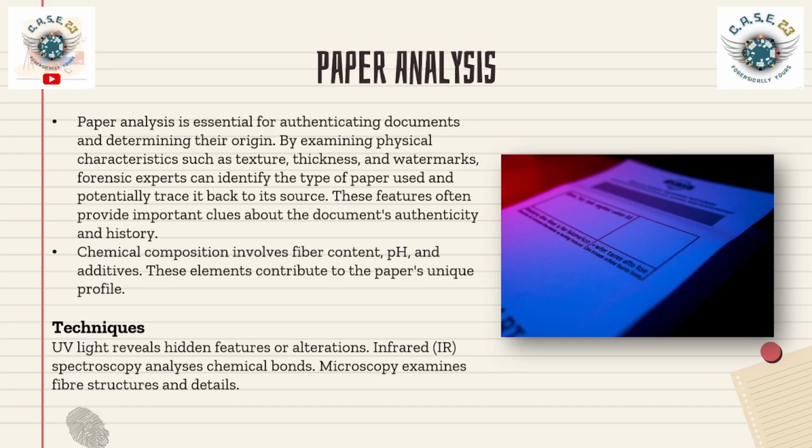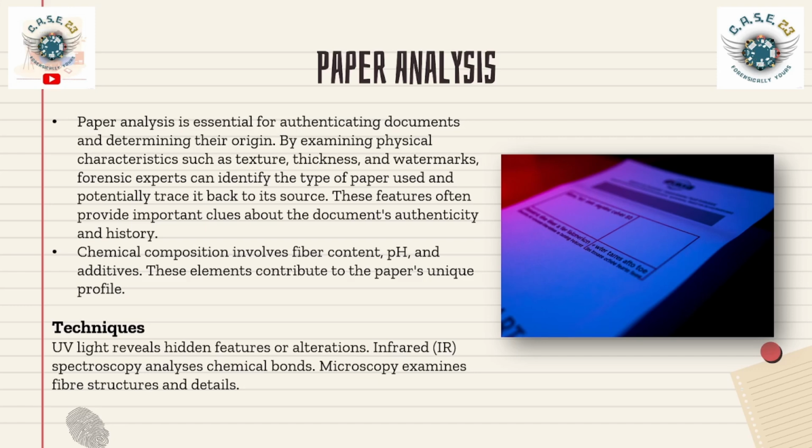So now let's move on to the other side of the story, that is paper analysis. We are surrounded by paper from the time we are born. And paper is not just a blank white sheet. In forensic science, it can actually reveal a lot about the document's authenticity and origin. For paper analysis, we can do both physical analysis as well as chemical analysis. In physical analysis, we generally look at characteristics like texture, thickness, watermarks, etc.